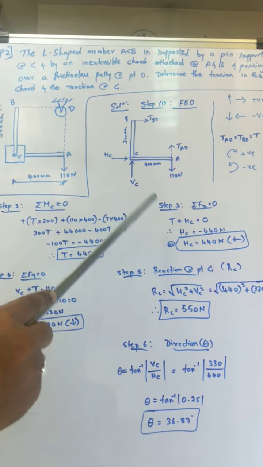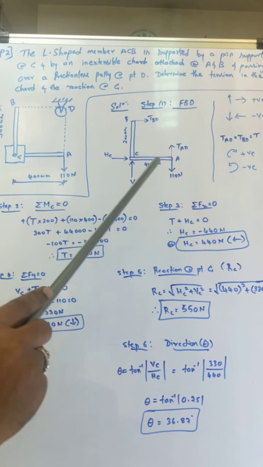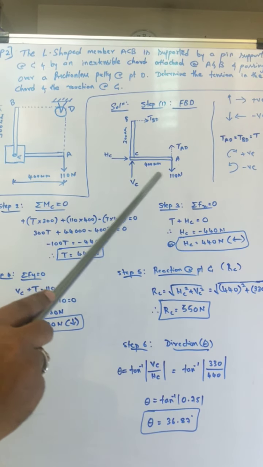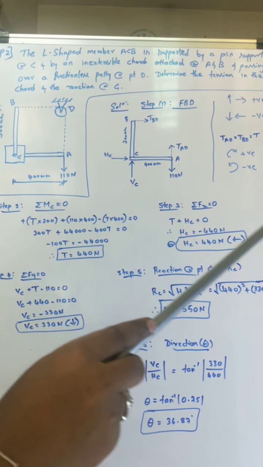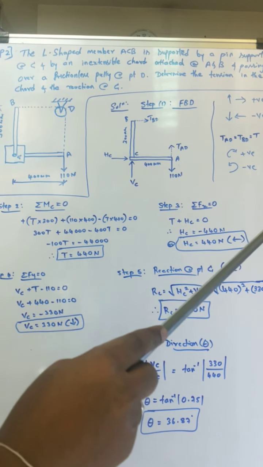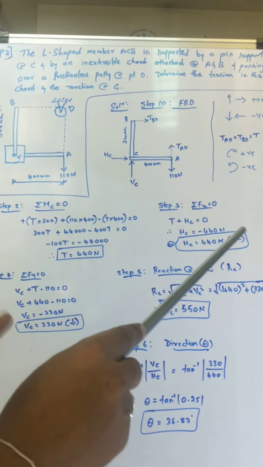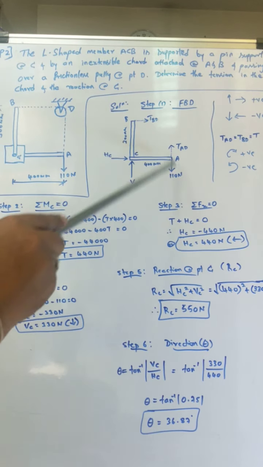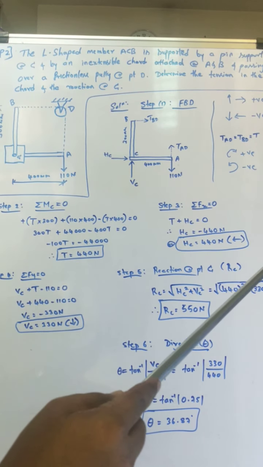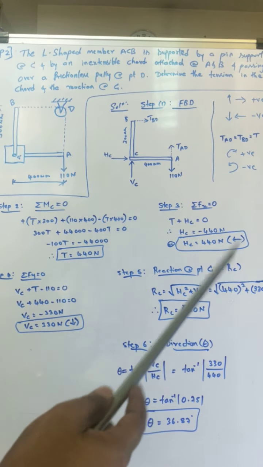By seeing this diagram, this is a coplanar non-concurrent force system, because all the forces are acting at different locations. Concurrent force system means all the forces are passing through the same point, but in this diagram the forces are acting at different point locations, that's why it is coplanar non-concurrent.